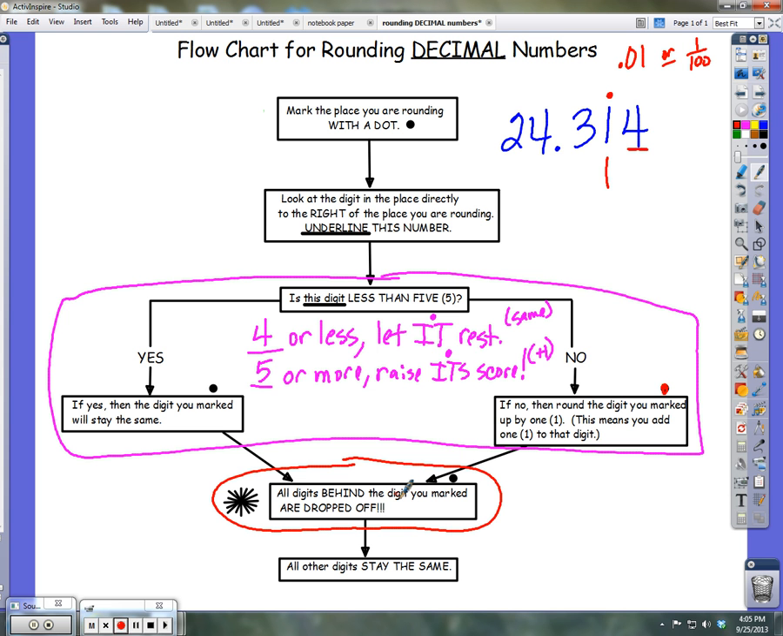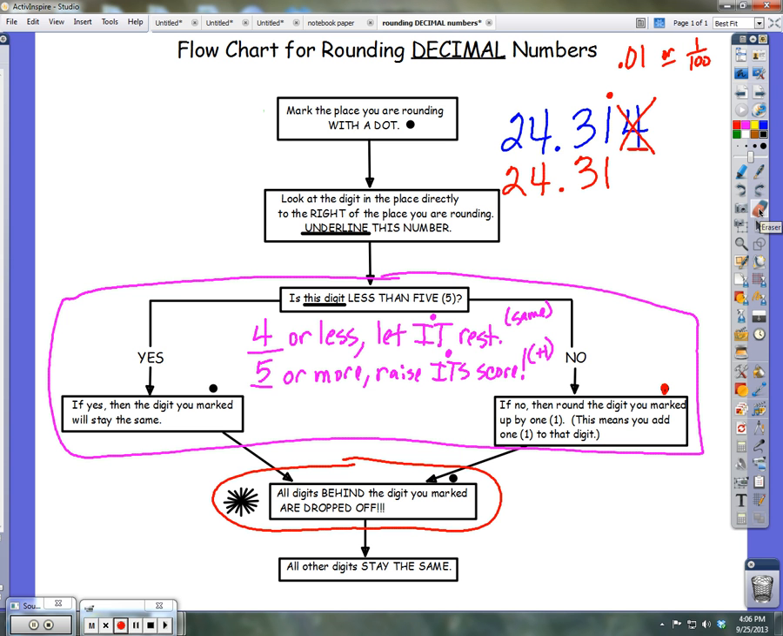Next step, all the digits behind the one we marked are dropped off. And remember, what we mean by behind is to the right. And last step, all of the other digits will stay the same. So the 3, the decimal, the 4, the 1. So this answer would be 24 and 31 hundredths.